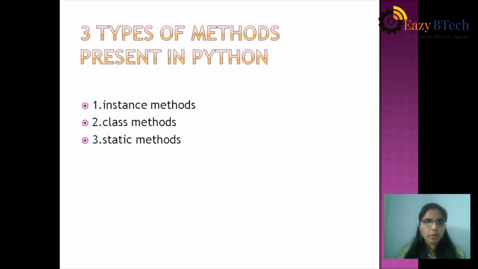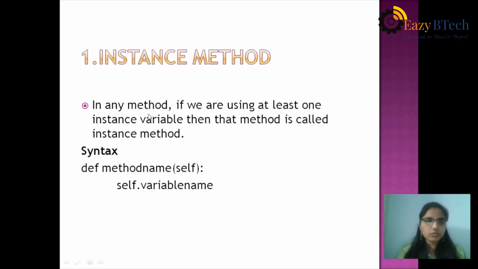Let's move on to the next topic, types of methods. There are three types of methods present in Python. What are they? Instance method, class method, static method. What is an instance method? In any method, if we are using at least one instance variable, then that method is called an instance method.